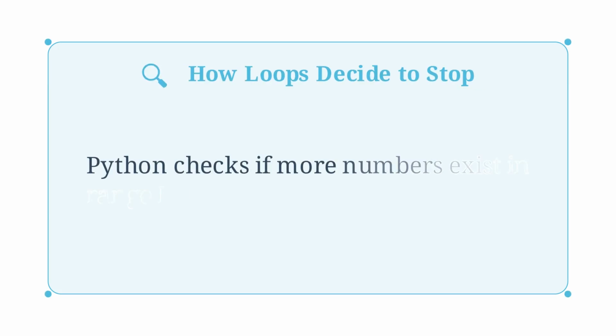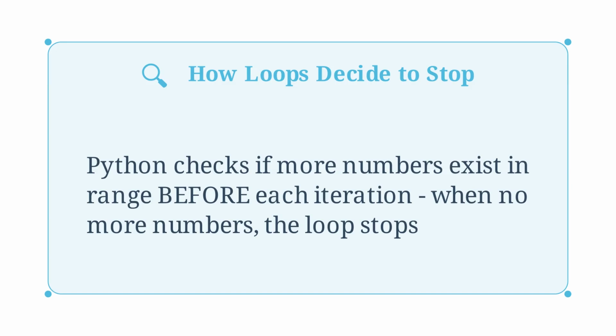Here's something cool. Before each iteration, Python asks, are there more numbers in the range? If yes, it runs the loop body. If no, it jumps to the code after the loop. This checking happens automatically.